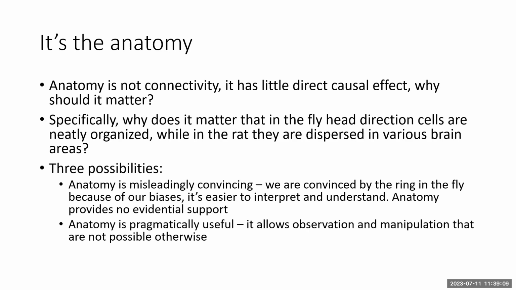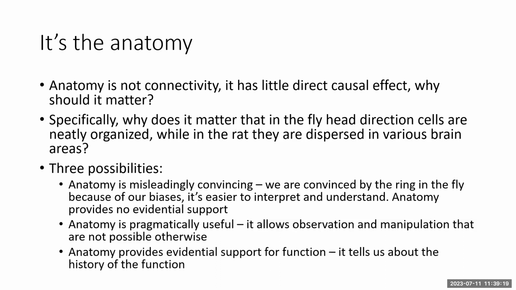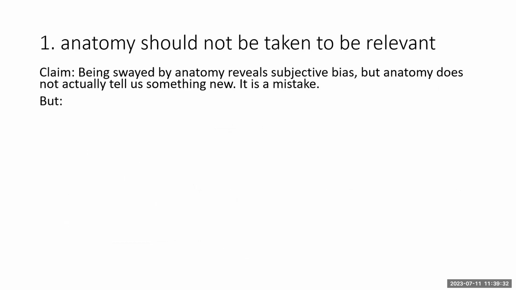Another thing you can say is that anatomy is simply pragmatically useful, right? It allows us to observe and manipulate neurons more easily. But I want to say something stronger than this. I want to say that anatomy actually provides an evidential support for function, right? It tells us about the history of the function, which is important when we want to say what neurons do. So again, let's go through this list.